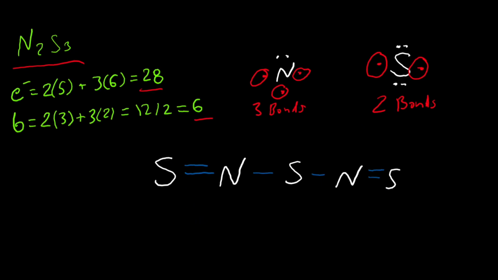Now let's put the lone pairs where they belong. This sulfur all the way to the left has 4 electrons from those bonds, so it only needs 2 more lone pairs.